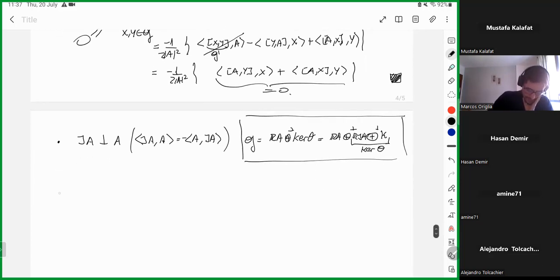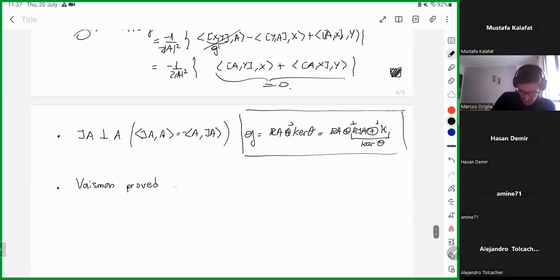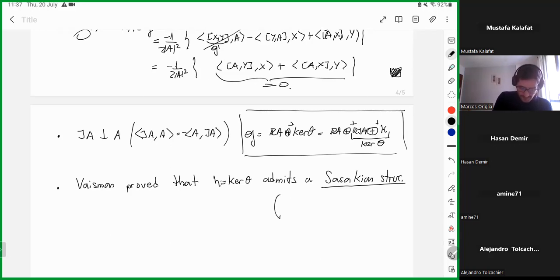With this in mind, the next property of Weismann Lie algebras is something about the kernel of this Lie form, theta. Weismann himself proved that the kernel of theta, let me just call it H for short, admits a second structure. I don't want to talk too much about this, but just to give you a very brief idea: you need a metric, an inner product, and the metric here is just the restriction of the original inner product to H. Then you need some special vector psi, which in our case is JA.